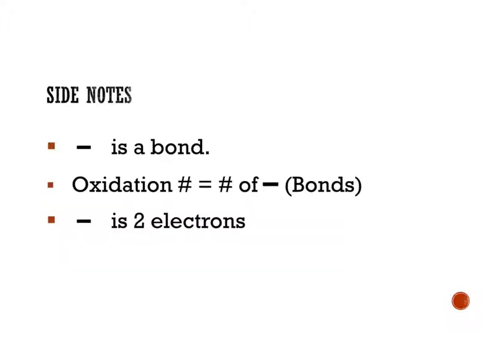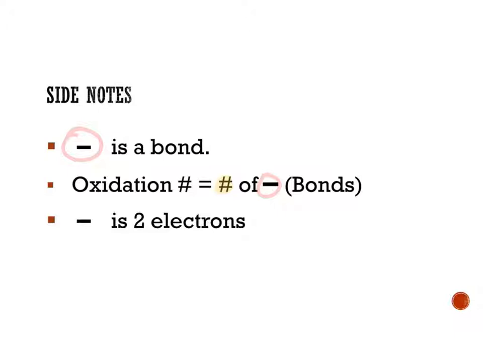And so here's a couple side notes. Go ahead and jot this down on worksheet 24. This is important. If you don't get this, then you won't get the other stuff, okay? And so a dash is a bond, right? We call that a bond. So anytime you see a dash that looks like this, we consider that or call that a bond. Okay? Oxidation numbers are going to equal the number of bonds that are formed. Okay? Or the number of dashes that are formed. Right? So oxidation number equals the number of bonds.